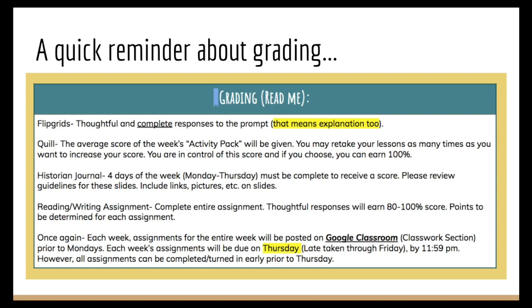If you have Quill assigned for the week, it's going to be the average score of that activity pack. You can always retake your lessons before the deadline, before you turn them in. So if you'd like to learn from your mistakes and improve your score, that is totally up to you, and it's encouraged to do that. The historian journal, you are responsible for doing that Monday through Thursday. So you're going to have 4 journal entries that are graded each week.